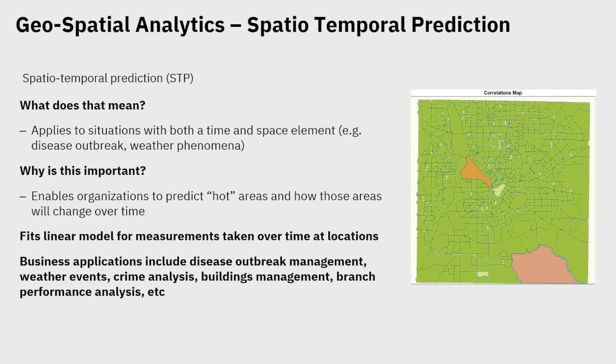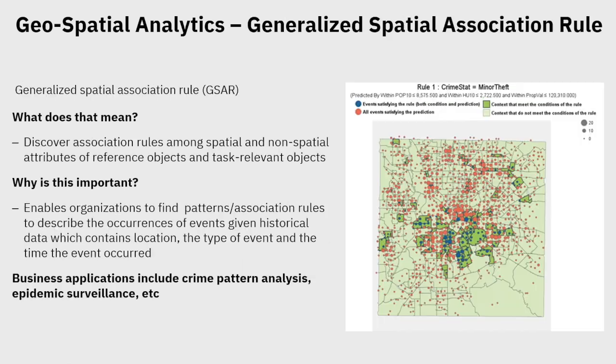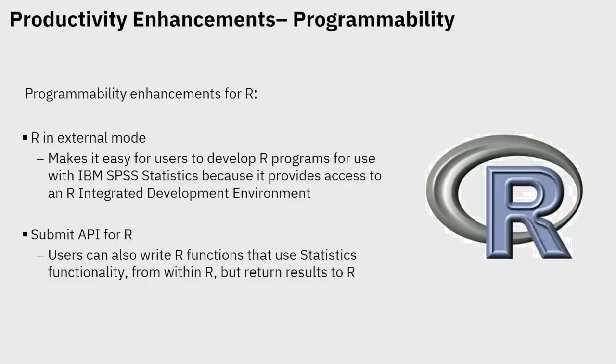So we brought in the spatiotemporal predictions as well as generalized spatial association rules. So looking at those associations within areas to figure out what's happening in that certain area. So again, looking at crime patterns, epidemic surveillance, understanding what's happening at that time in a certain area. So great things given what's going on in the world today. These are amazing tools that we can use that are now included into SPSS.